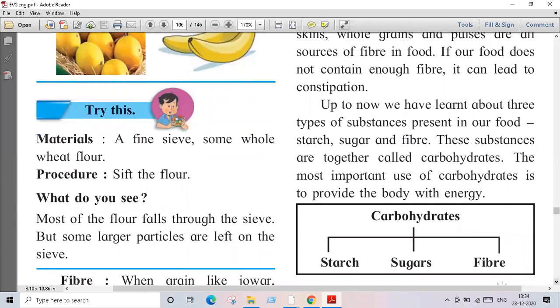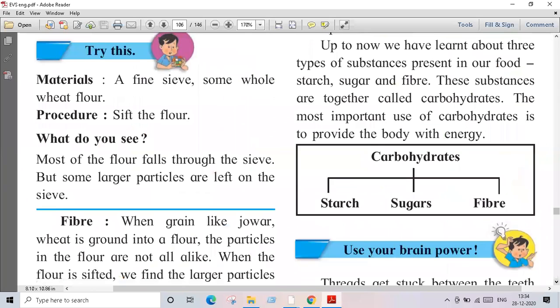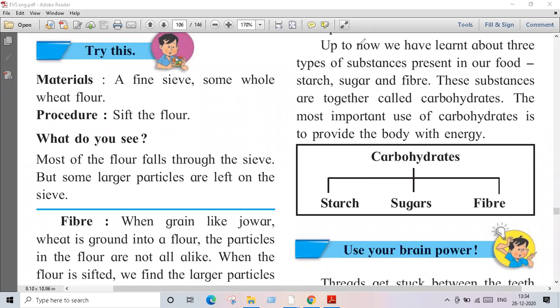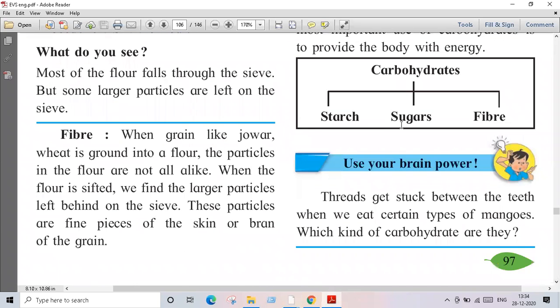Now, next thing is what? काय देईल तुम्हाला बघा. A fine sieve घ्यायची तुम्हाला, चाळणी घ्यायची, some whole wheat घ्यायचं तुम्हाला. Sieve the flour. Most of the flour falls through the sieve. Some larger particles are left. इकडे तुम्ही पाहिलं असेल आपण जेव्हा पिठाला चाळतो. So what is fiber, guys? Next thing is fiber. What is fiber?